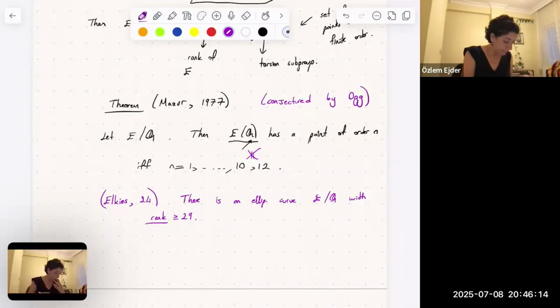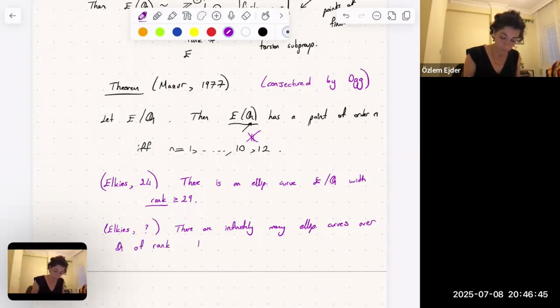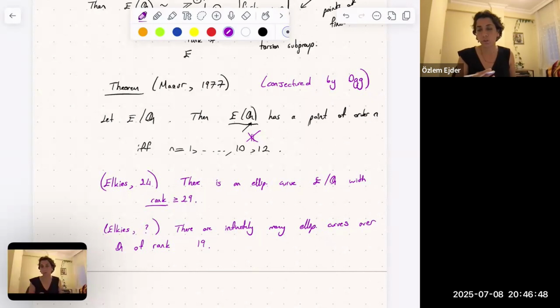So there is a result of Elkies again, and again, I don't know the date. It says the following, that there are infinitely many elliptic curves over Q of rank 19. So these are just some random integers that show up.